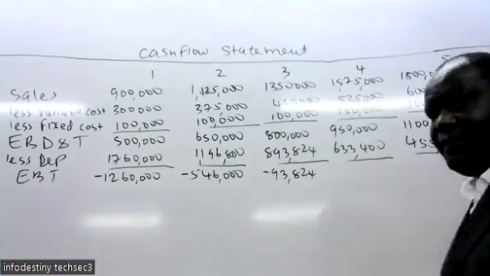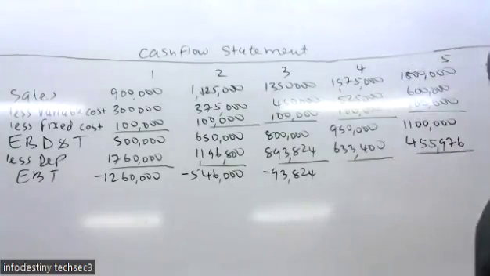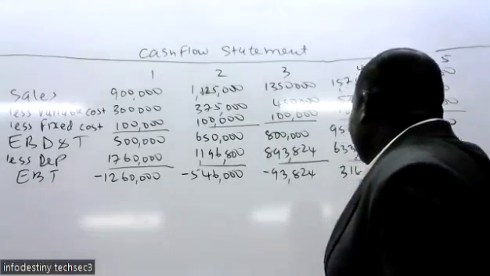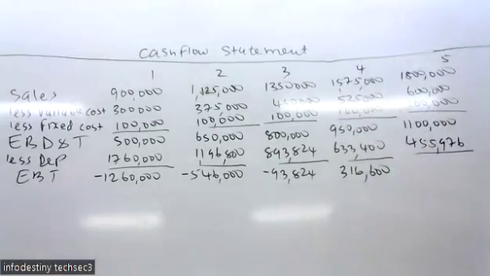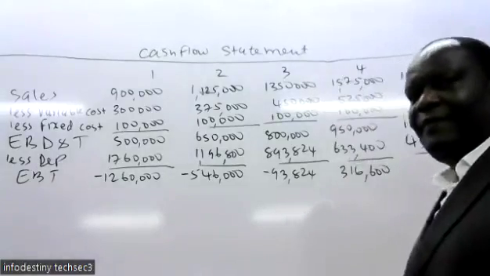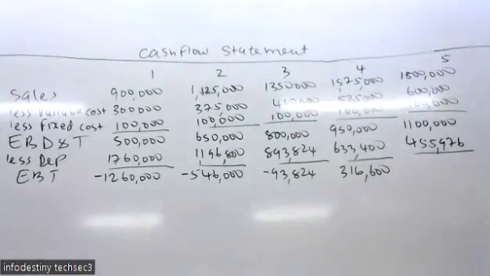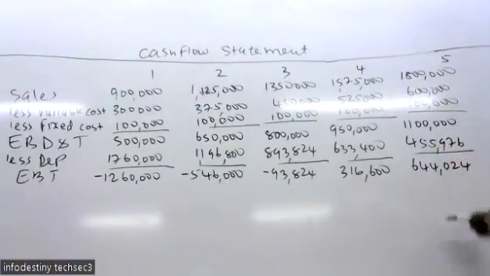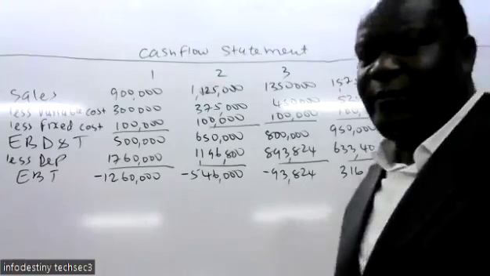How about year four? 316,600, which is positive. The next one, for year five, is 644,024. So that is now our earnings before the tax.